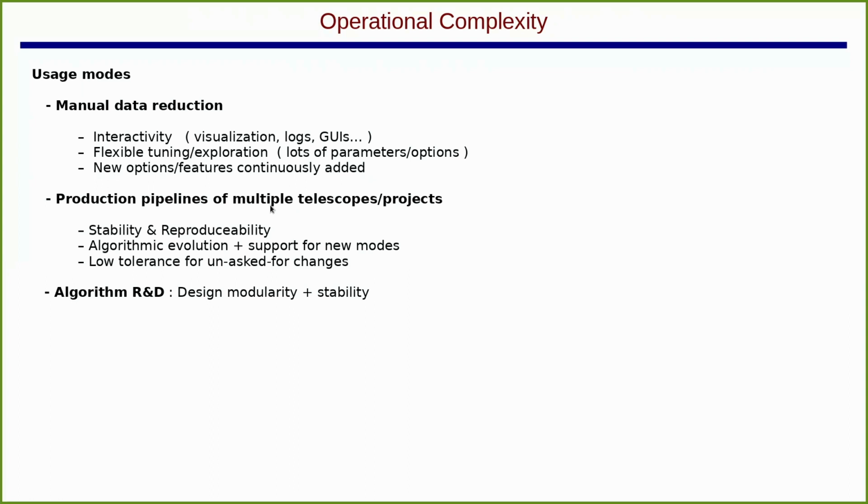We also have production pipelines that we support from the same code base for multiple telescopes, and they have slightly different needs and requirements, but they all require stability and reproducibility of the results. They do sometimes require algorithmic evolution as the pipelines introduce support for new modes, but they also have a very, very low tolerance for unasked for changes. We also have to support algorithm R&D, which is more of a software design aspect and less of an operational one. It's about modularity mainly. But this is the range of use cases, usage modes that we support.